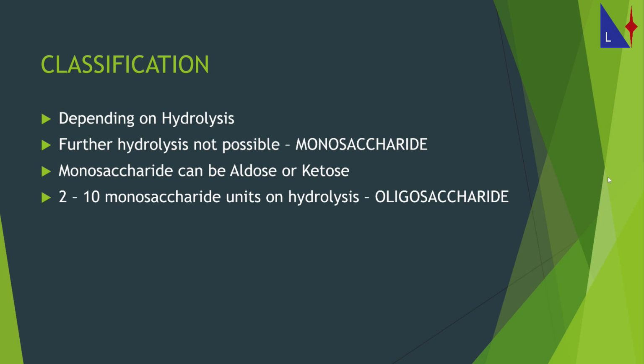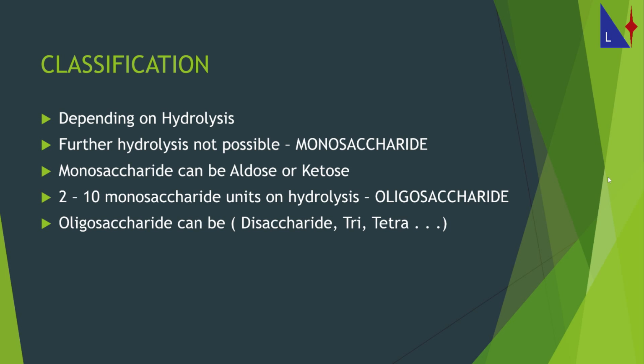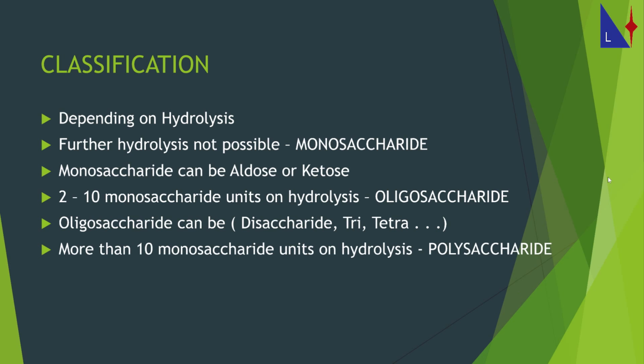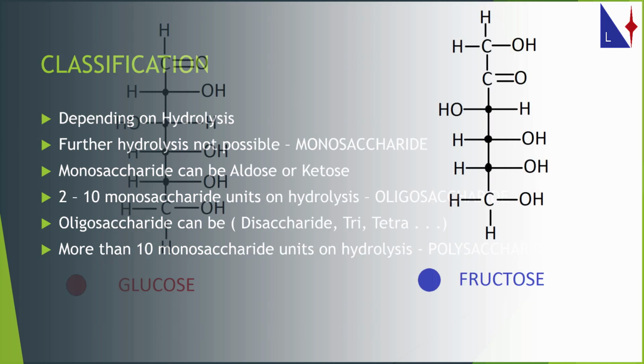Now if we are doing hydrolysis and we are getting 2 to 10 sugar units, then we call it oligosaccharides. Oligosaccharide can be disaccharide, trisaccharide, tetrasaccharide. In the same way, it can continue up till 10 sugar units. If it contains more than 10 sugar units, it is called polysaccharide.